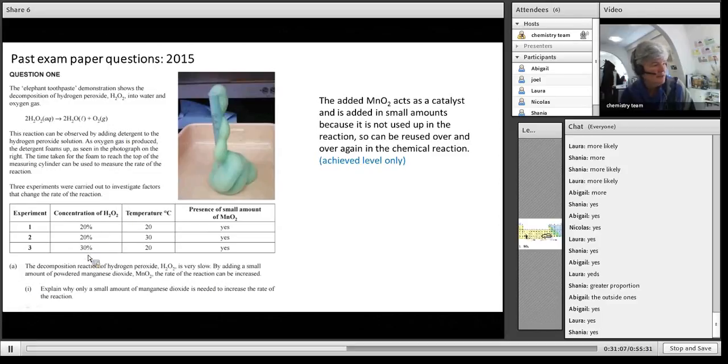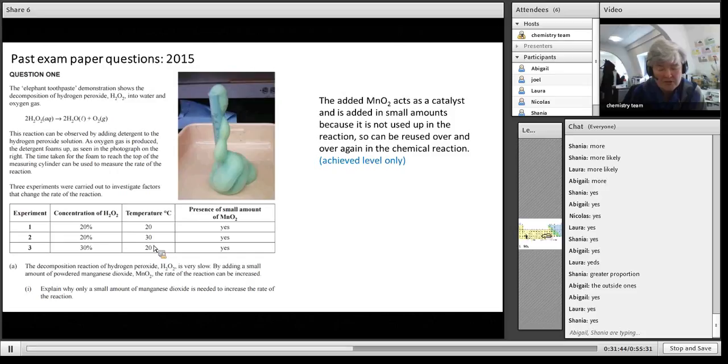And can you see what they've done here? They've had 2 experiments where the concentration is the same and 1 where it's different. And then they've had 2 experiments where the temperature is the same and 1 where it is different. And they've added a catalyst each time, because if you tried this reaction without a catalyst, you'd be sitting around for a long time. So, if I was wanting to look at the change in temperature only, which 2 experiments results must I look at?